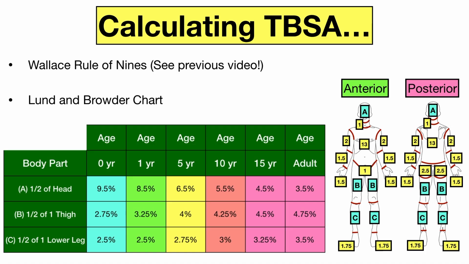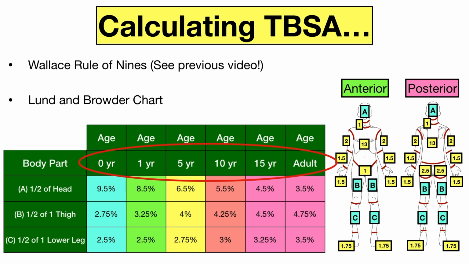The Lund and Browder chart takes into account variations in body shape with age, and this can be used in both adults and children to calculate total body surface area. You can see in the table how it takes into account the size of the head and legs based on age. The diagram shows you the constant percentages of the other body parts.